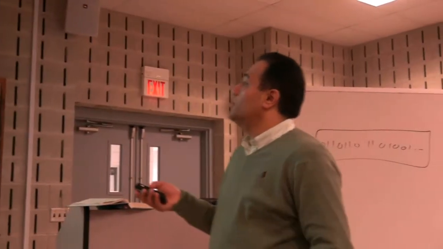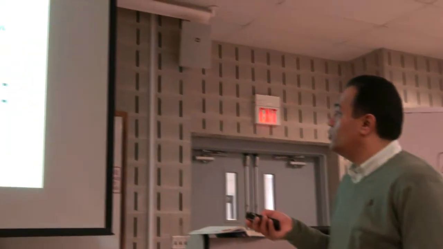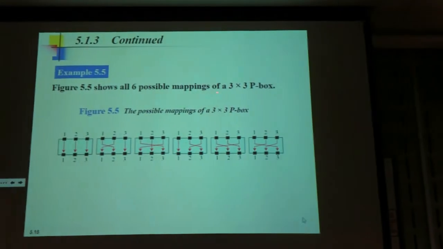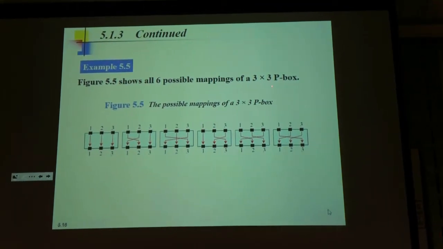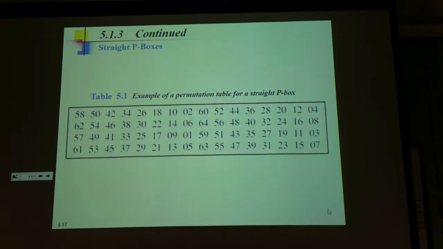Okay, let's take an example here. Figure 5.5, which is this one, shows all 6 possible mappings of a 3-to-3 P-box. So this is a straight box, and these are all the possibilities. When you have 3 bits, how many options do you have? 6, right? We already learned that. So these are all the 6 possible options for the P-box. This is an example of a permutation table for a straight P-box. How many bits is this? Maybe 64? No.